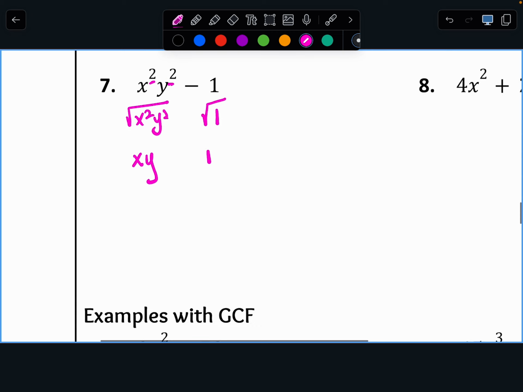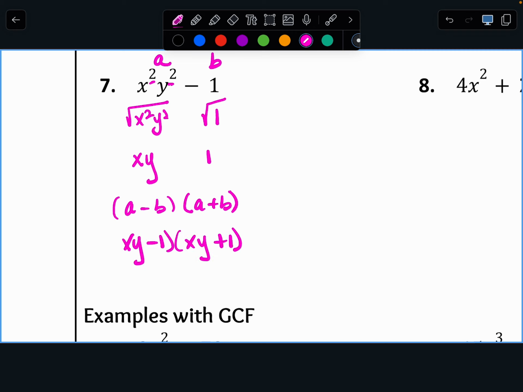So following that pattern, I didn't write this all the time, but you should, because this is A and this is B, so that I get xy minus 1, xy plus 1. And if I need to check it, I can just, okay, xy times xy, that's xy squared. This becomes plus xy minus xy. Those will cancel. Those become 0.